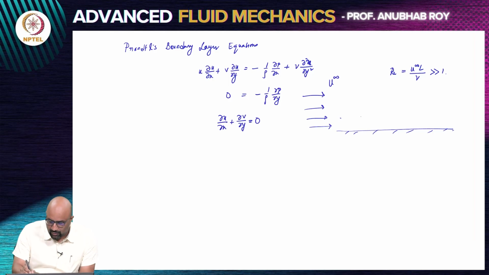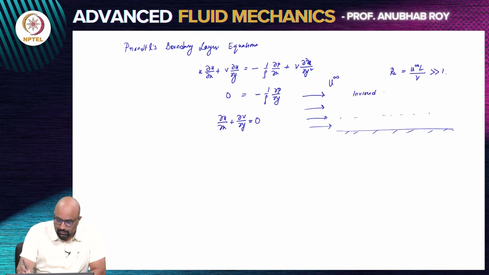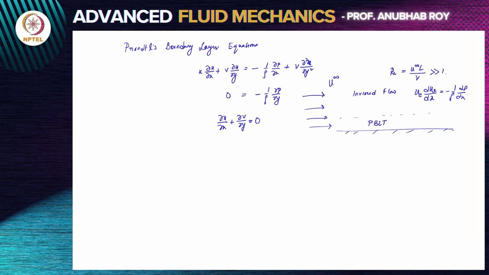And far away from this boundary layer, we have our Euler's equation or the inviscid description of the flow, where if I write this as the external stream, u du dx is going to be minus 1 by rho dp dx in the external field, and here I have Prandtl's equation giving me the description close to the surface.